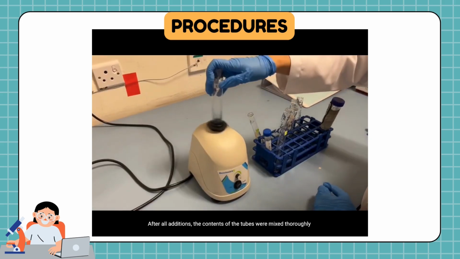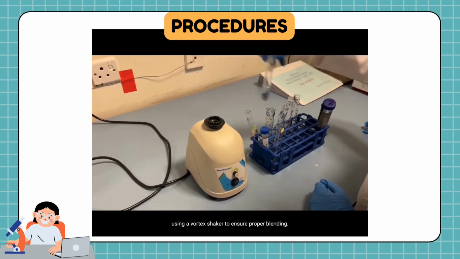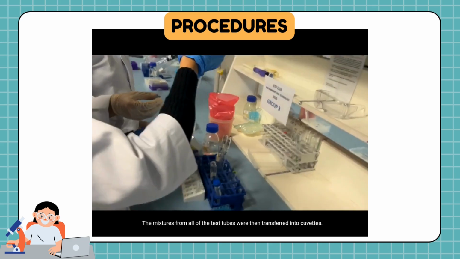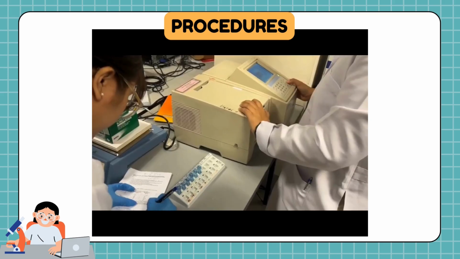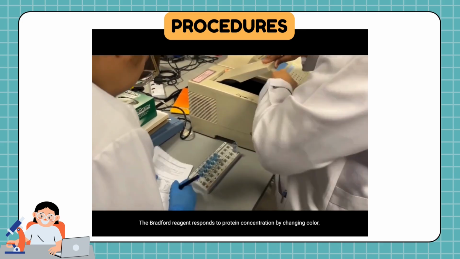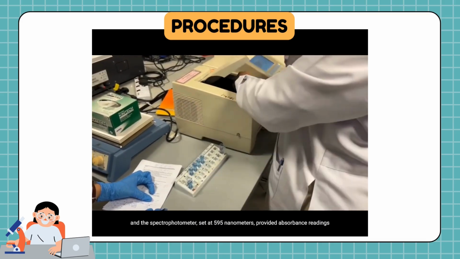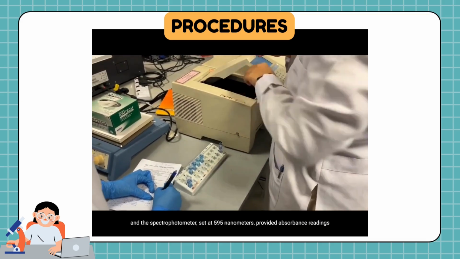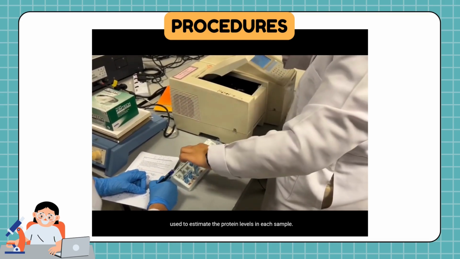After all additions, the contents of the test tubes were mixed thoroughly using a vortex shaker to ensure proper blending. The mixtures from all of the test tubes were then transferred into the cuvettes. The cuvettes were then placed into a spectrophotometer to measure absorbance. The Bradford reagent responds to protein concentration by changing color, and the spectrophotometer, set at 595 nanometers, provided absorbance readings used to estimate the protein levels in each sample.